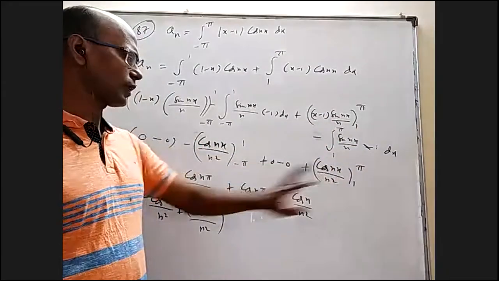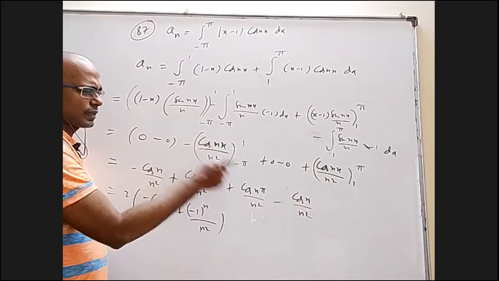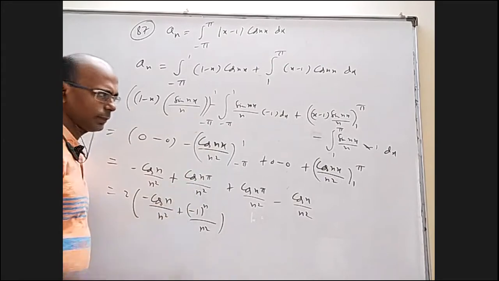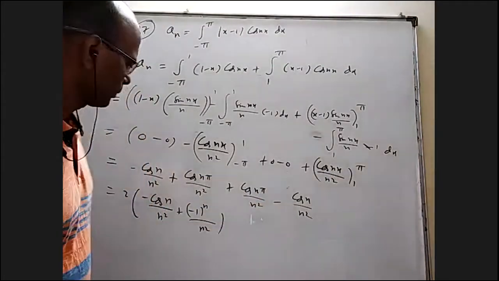This is also same like this. When you put 1, we'll get this. When you put pi, cos of minus theta is cos, so there is no minus inside. This also when you put pi, we'll get this. When you put 1, we'll get this one.